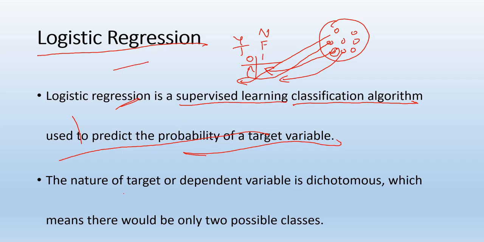And the nature of the target dependent variable is dichotomous, which means there would be only two possible classes. So what are independent variables and dependent variables? See, dependent and predictor variables, both are the same. I explained this in my past video, types of variables in machine learning. Just go through that video.